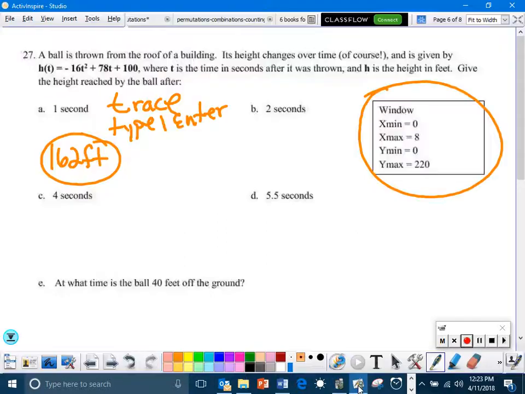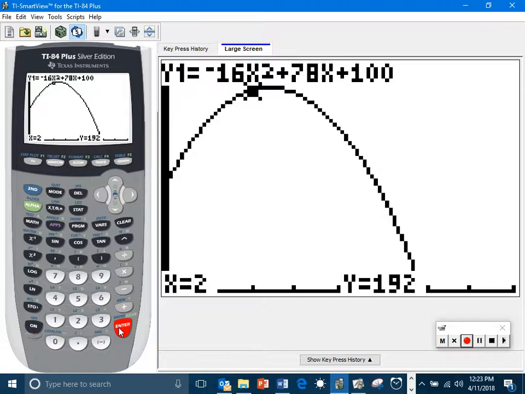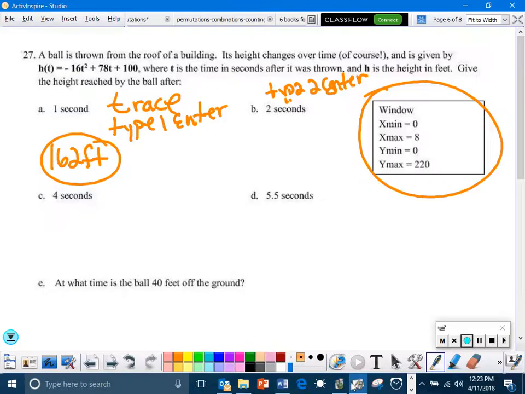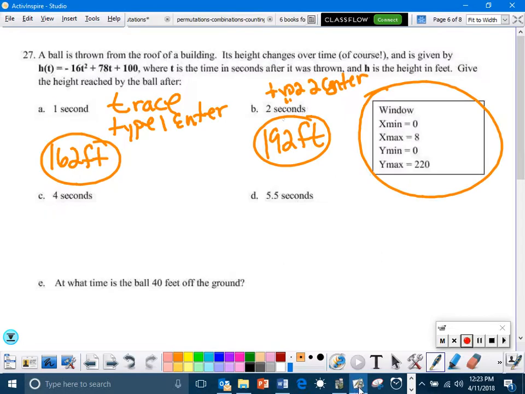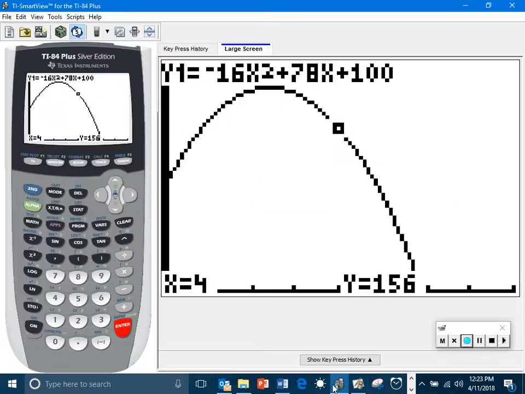Now, to find where the ball is after 2 seconds, type 2, enter. 192 feet. Okay, 4, enter. 156 feet. 5.5 seconds. So 5.5, enter. 45 feet.